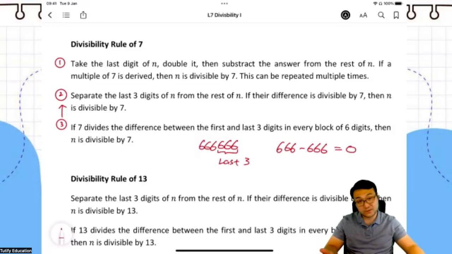You know that 0 is divisible by 7. Because if you take 0 and divide by anything, you'll never get a remainder. The answer is still 0. So 0 is divisible by 7. Therefore, the entire number 666666 is also divisible by 7. So you can say the number 7 divides the number 666666.